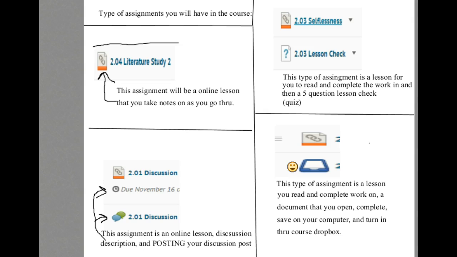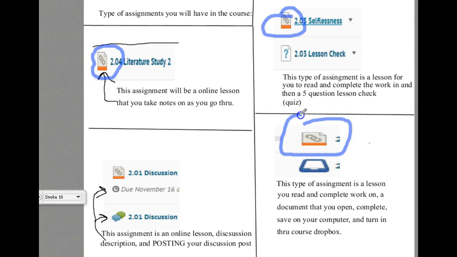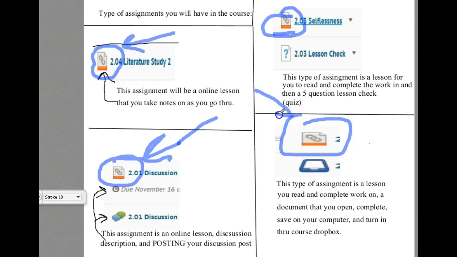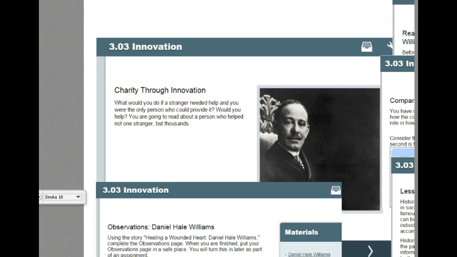If you see this symbol here, it's a drop box, and a lesson. So you complete the lesson and then you go to the lesson check. The common theme is that no matter what it is, a lesson check, a lesson, a drop box, or a discussion post, they all include a lesson. These lessons are our course book. We have two books for this course, our anthology for stories and this, which is like our book that we take notes on.